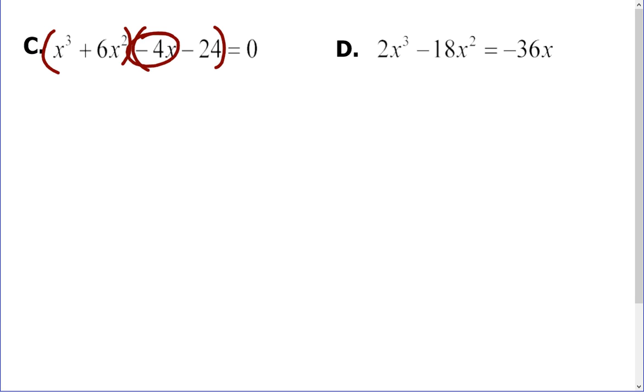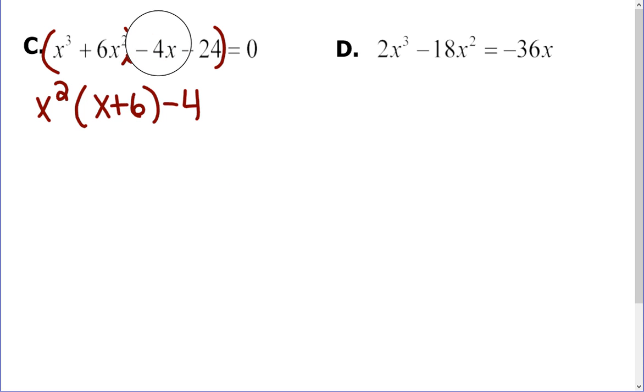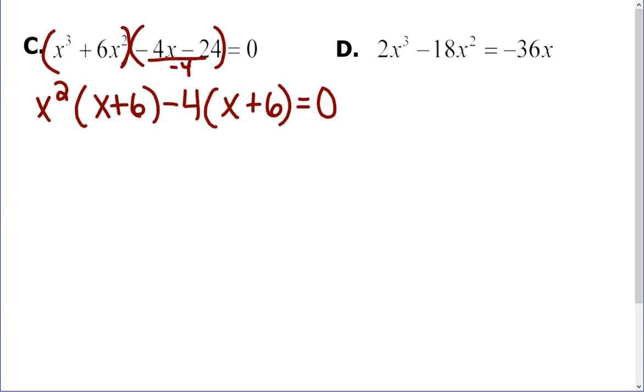Okay, so the first group has a GCF of x squared, and we're left with x plus 6. Again, anytime your third term is negative, you're going to pull out a negative GCF. So we're going to pull out a negative 4. And then I always like you guys to write it so that you don't forget to actually divide by a negative 4. So I want you to write divided by negative 4. So we're left with positive x, and then negative 24 divided by negative 4 is a positive 6. And that's still all equal to 0.